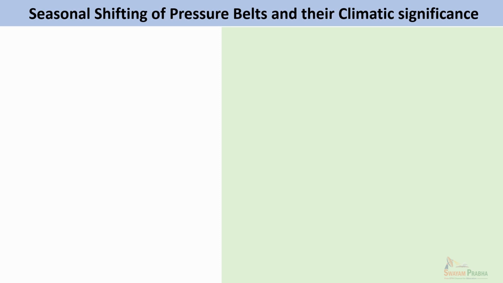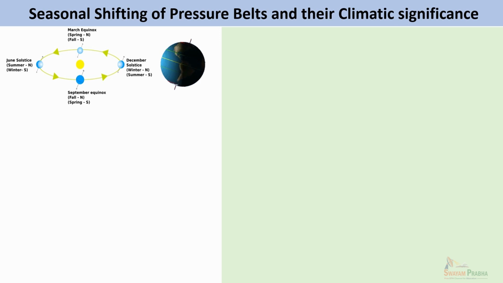Now, coming to the seasonal shifting of pressure belts and their climatic significance. As we know, the Earth revolves around the Sun in an elliptical path during the period of 1 year, which means that during some time period of the year, the Earth will be closer to the Sun, while at other time periods it will be farther from the Sun.